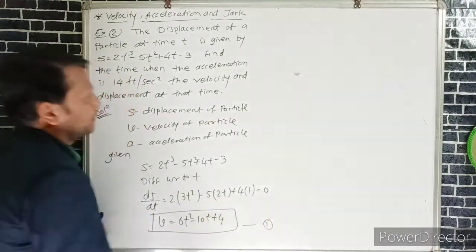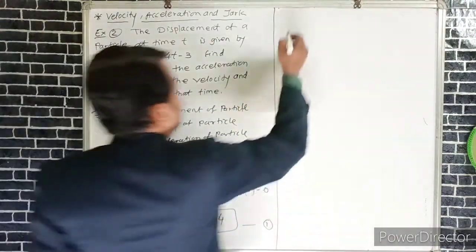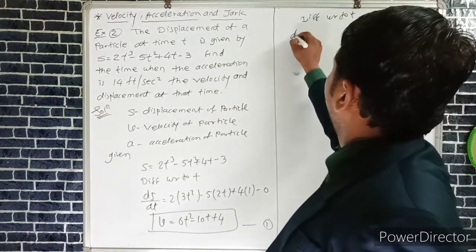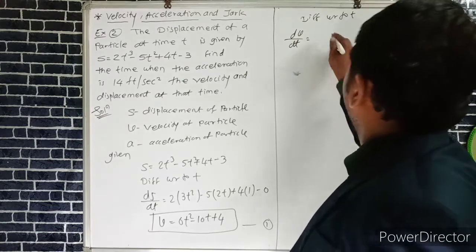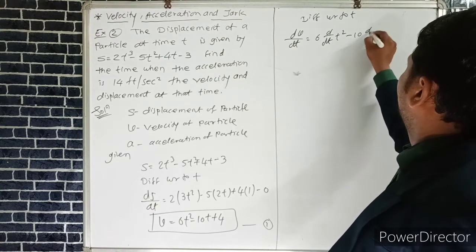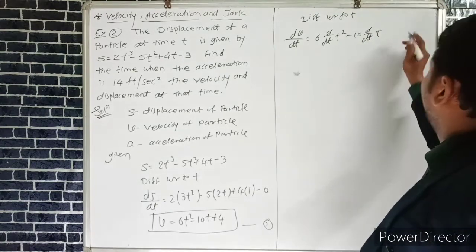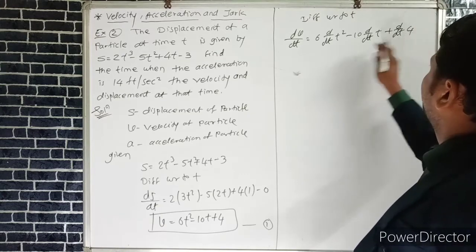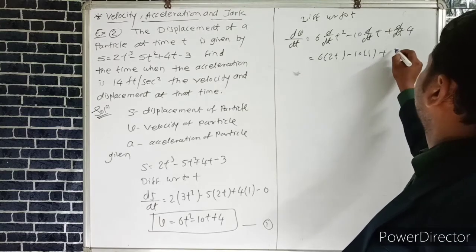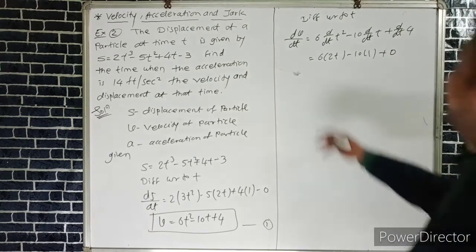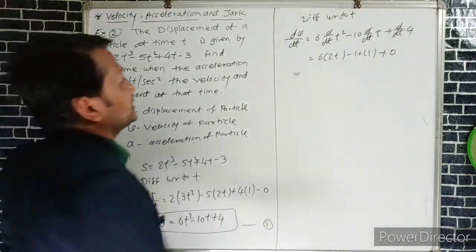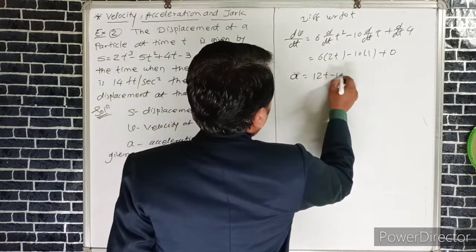So, if we differentiate velocity with respect to t, then we can write dv/dt = 6 into derivative of t², minus 10 into derivative of t, plus derivative of 4. So derivative of t² is 2t, so 6 into 2t minus 10 into 1 plus derivative of the constant 4, which is 0. Hence dv/dt, the rate of change of velocity with respect to time t, is the acceleration, and a = 12t − 10.